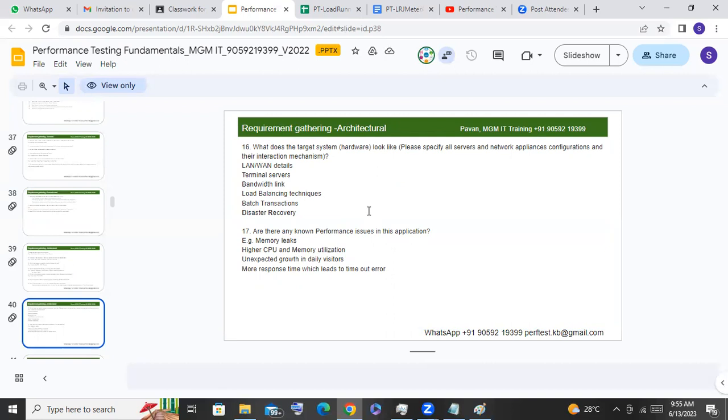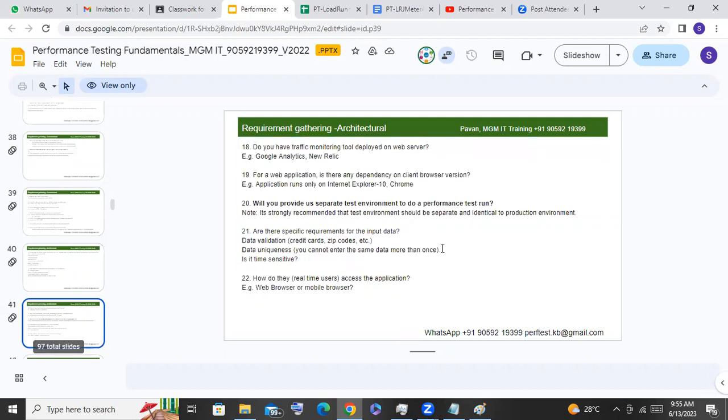And if there are any known performance issues in the application, especially if the application is already live, if one of the transactions is having high response times, or there is a particular server that is having high CPU utilization or memory utilization or anything like that, any known performance issues, you would try to mention that over here. Okay, so all these requirements.